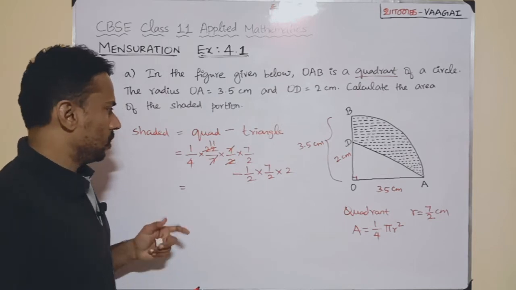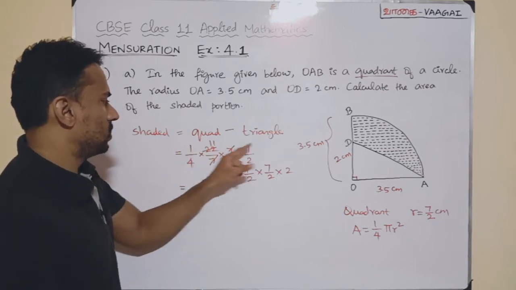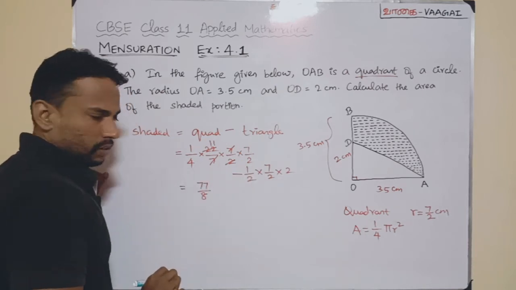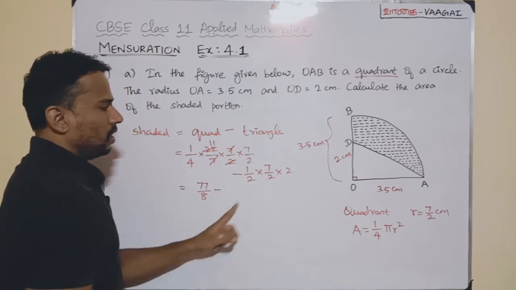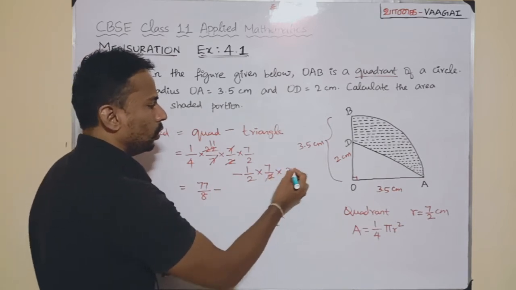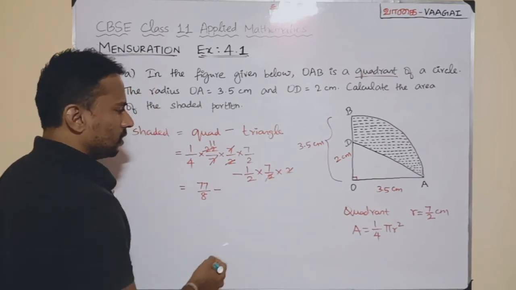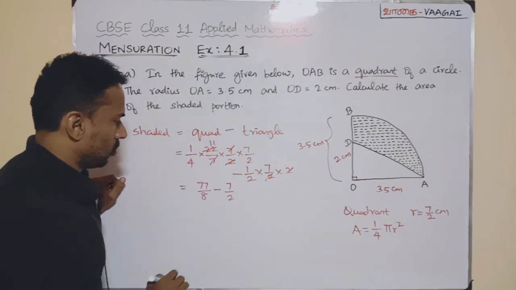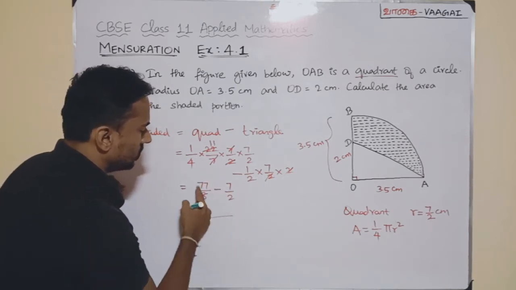No other things I can do here. So I will be having 11 7s are 77 divided by 4 2s are 8. 77 by 8 minus, here I have 1 2 and 1 2, I can cancel, and I'll be left with 7 by 2. So 7 by 2, I'll be left with this one only. And so finally I will be having 77 by 8 minus 7 by 2.